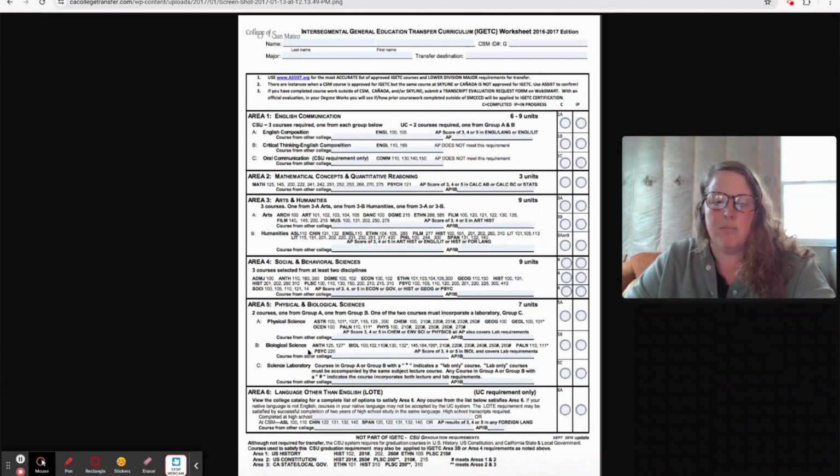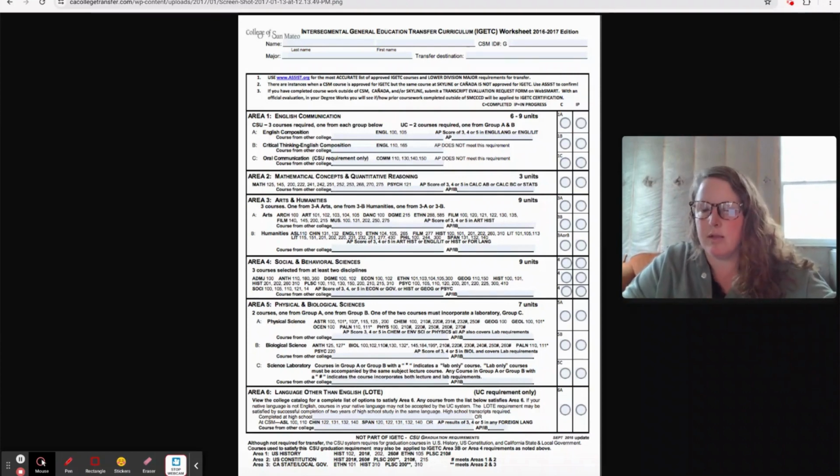Really neat. Biological science, anthropology, biology, psychology, and it tells you again about AP score 3, 4, 5 in biology and covers lab requirements. You can also do AP classes as a homeschool student. You don't just have to go to public school for that. There's an actual testing location for homeschool students where you can take your AP.